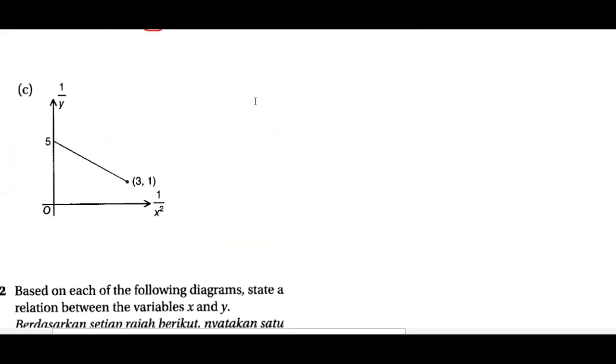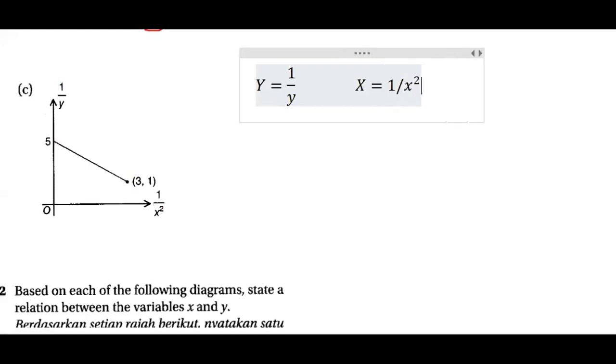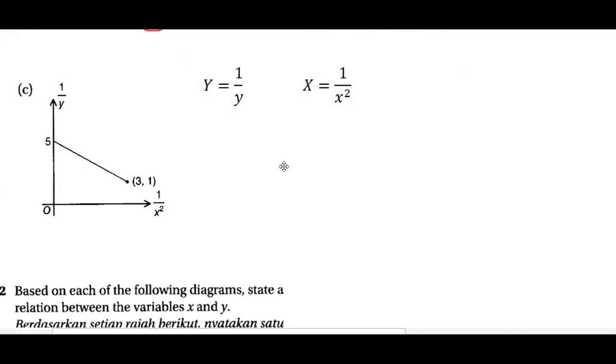Okay, question C. What is your Y axis? Your big Y is 1 over y. Maybe look at this one first, try to understand it. Your big X is 1 over X squared. So basically C and B are the same question, only the values are not the same.